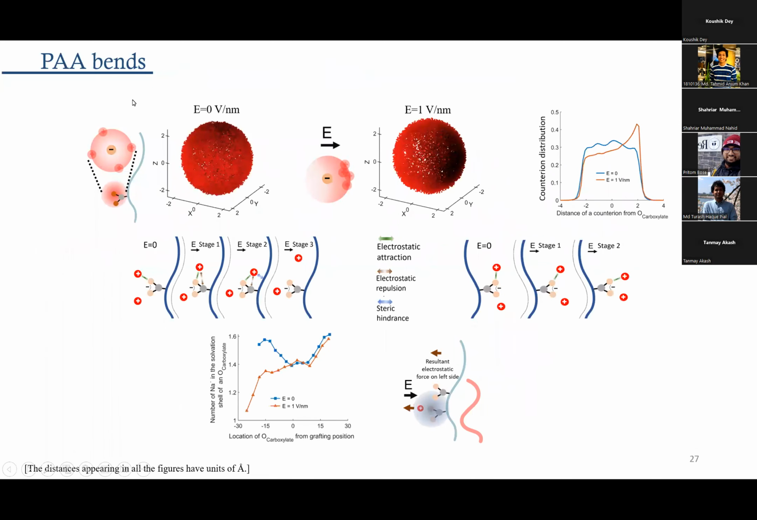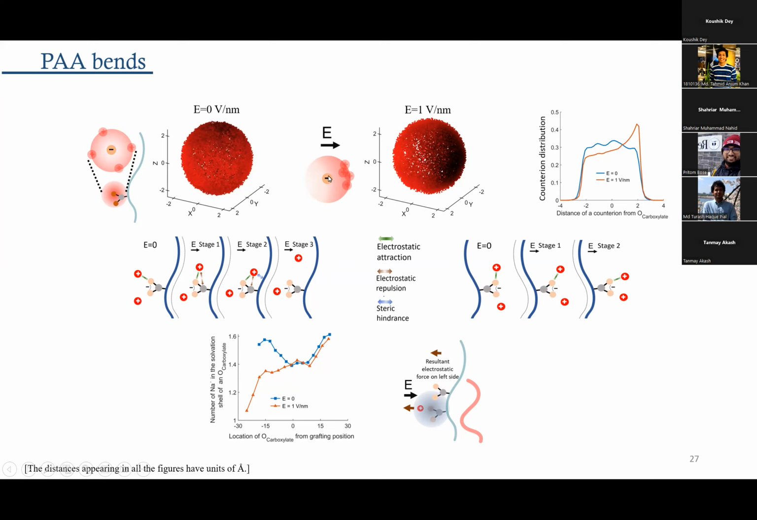I kind of explained it here. First of all, this is for PAA. Let's say I have a charged polyacrylic acid. Counter ions will surround it without any electric field, and I check the distribution of counter ions around it. Without an electric field it is normal, but when you apply an electric field, what will happen?